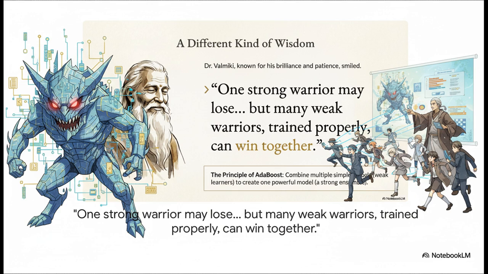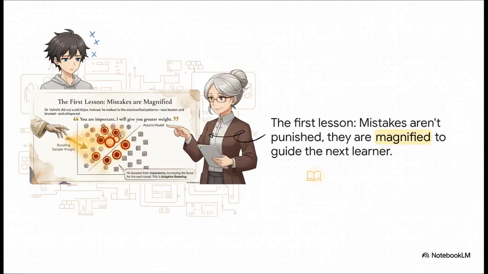A wise scholar is facing this data beast that no single powerful champion can defeat. His idea is totally radical. Forget the champion. Instead, he's going to train a whole team of novices. And here is the secret to his training method. When the first novice tries and fails, the scholar doesn't punish him. No, instead, he points at the mistakes and makes them more important.